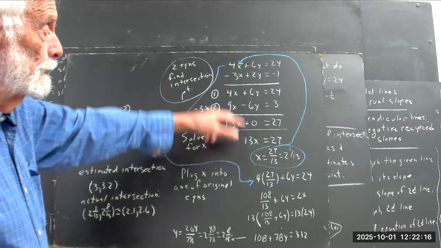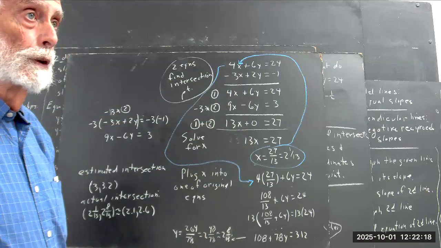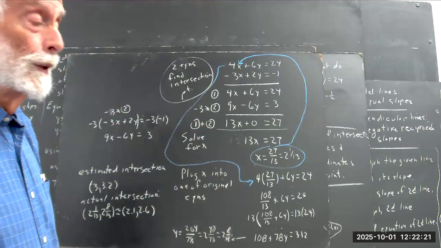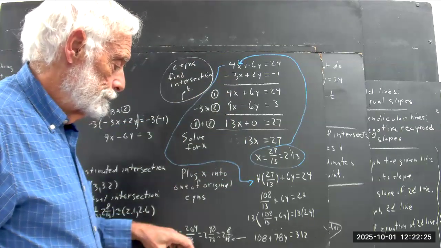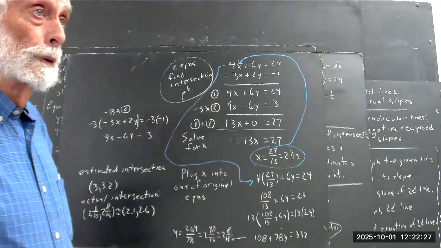But this is how you do the intersection of two lines using just a little algebra. The algebra here, well, we'll go over a little bit more. And Open Math will tell you a little bit more.